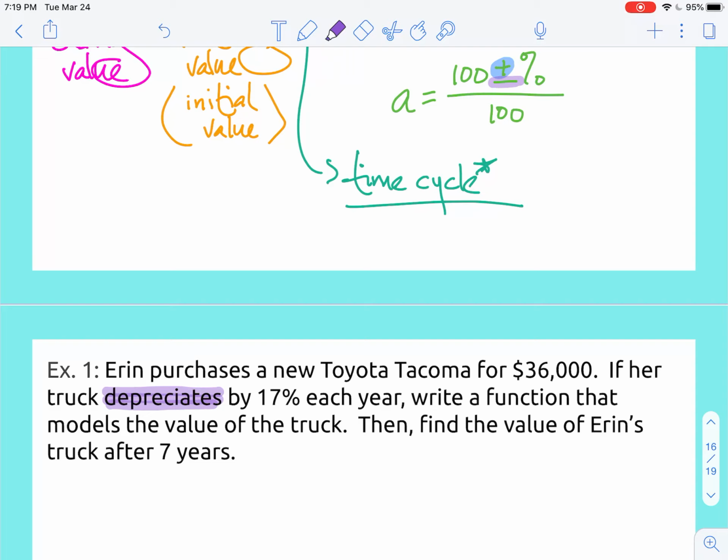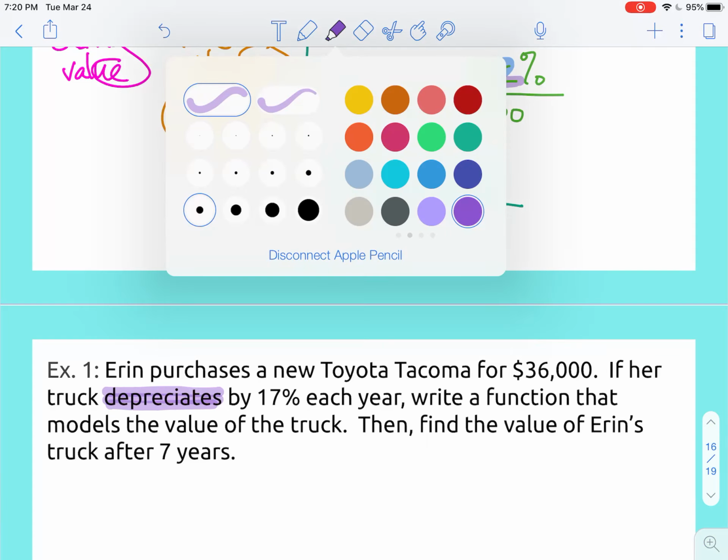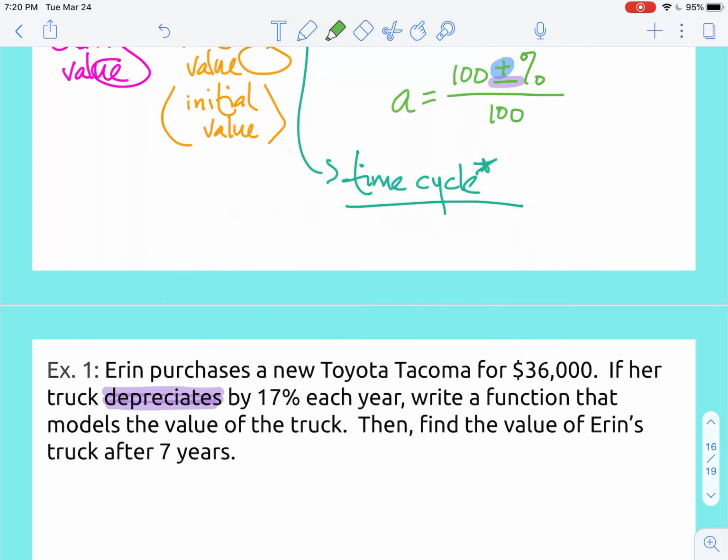That is a reality with most of the cars that we buy. As soon as we drive it off the lot and every single day that we use our car, it goes down in value. Depreciation is not a word we ever want to describe, say, a house that we own, because we want that house to appreciate, or go up in value. But in this case, we're looking at depreciation. We want to identify that percentage, because the percentage is going to help us find our a value. Remember, 17 is not your a.